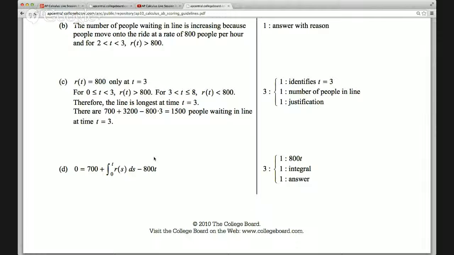Break down the point values. 800t gets you a point, just recognizing that you need that in there. Your integral gets you a point, and the actual whole answer gets you a point.